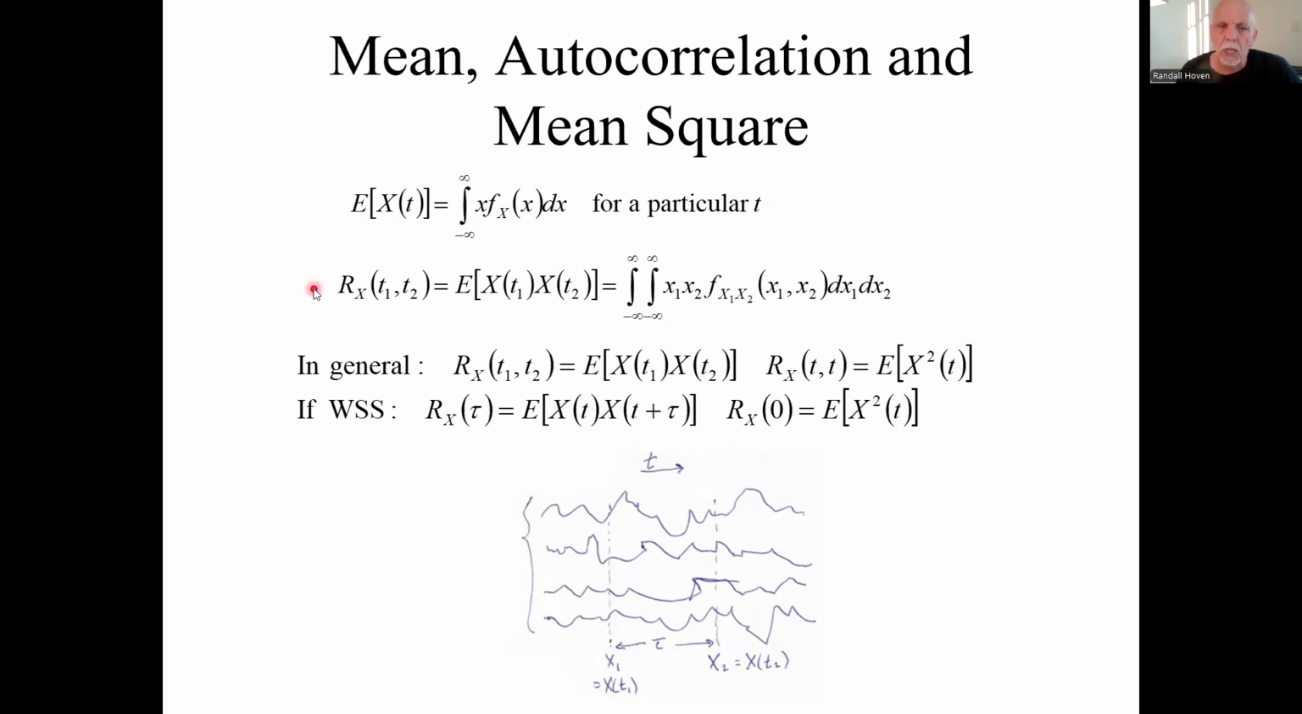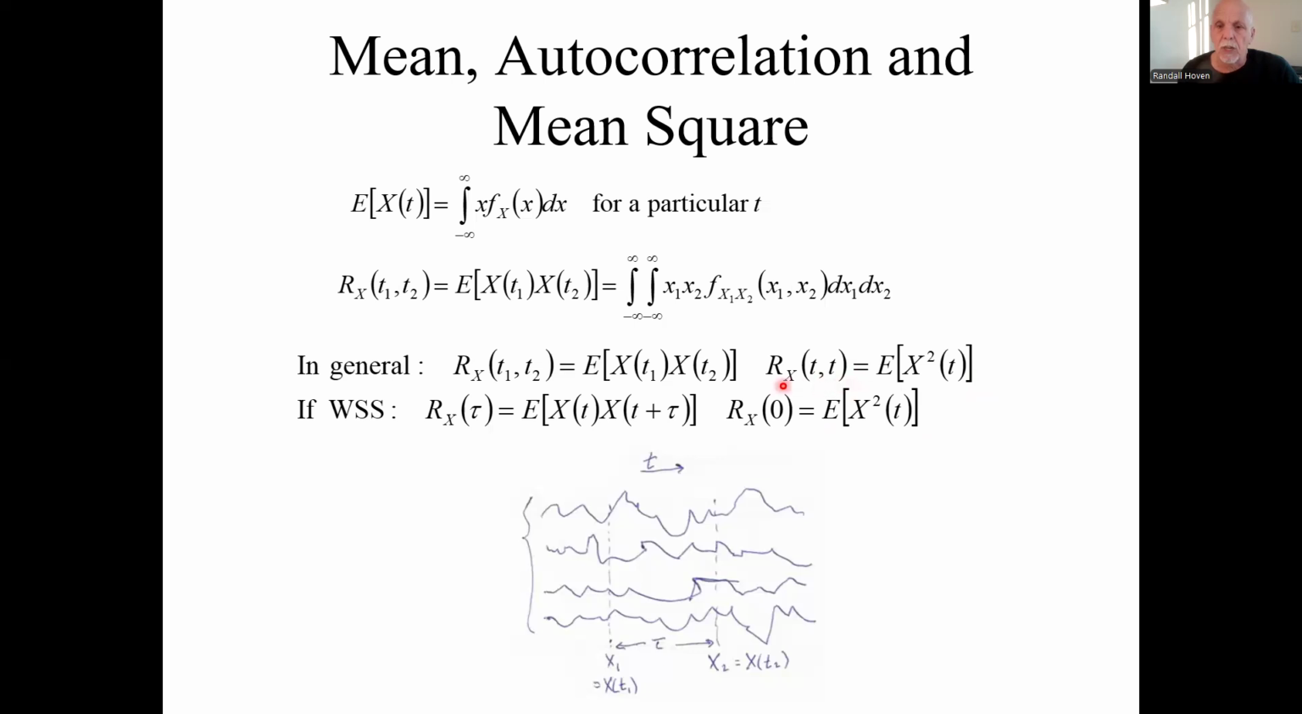Second thing we might want to calculate is the autocorrelation function, which is the expectation of this product of two random variables in your random process. Pick the two arguments, t1 and t2, double integral. And from the autocorrelation function, you could calculate the mean square values.